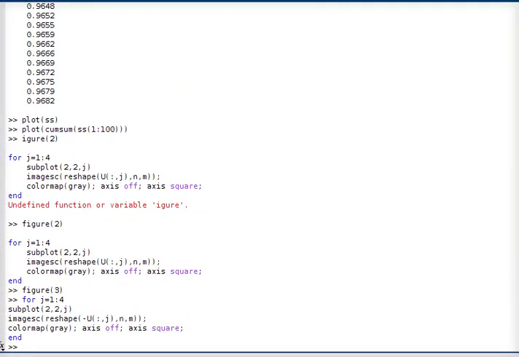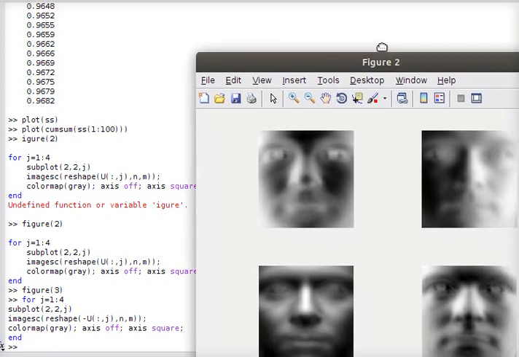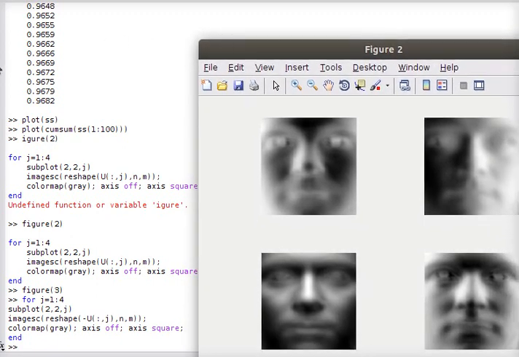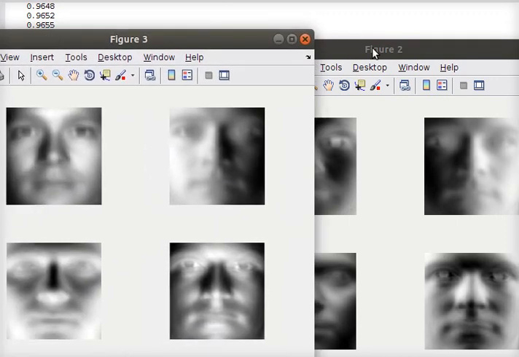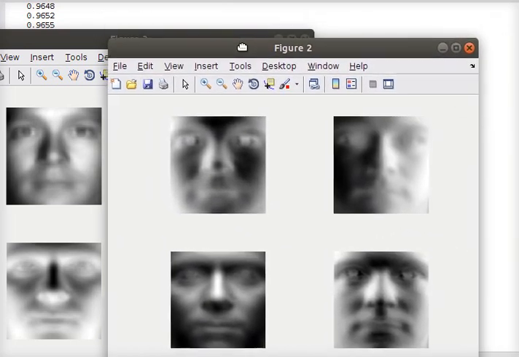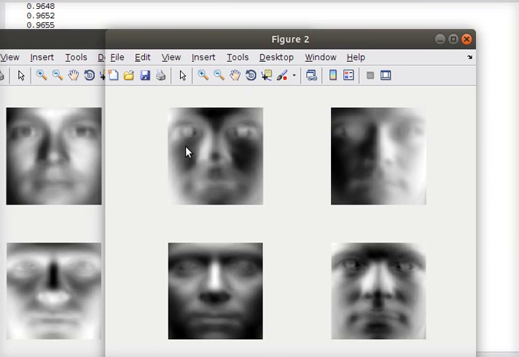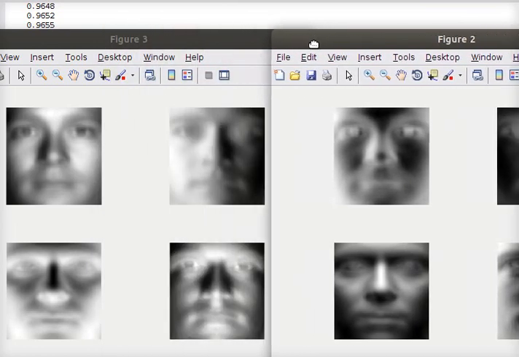Okay, so there's our original eigenfaces, and these are their photographic negatives. So maybe I'll go that way. There we go. This is kind of interesting to see, especially the first one, right? The first eigenface to the photographic negative, because you can see that it's putting together the general shape of the face.